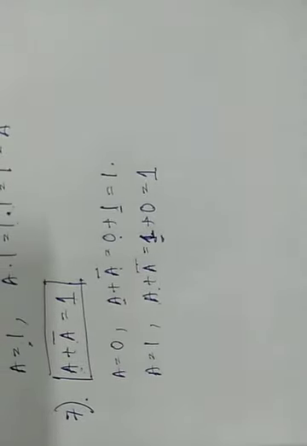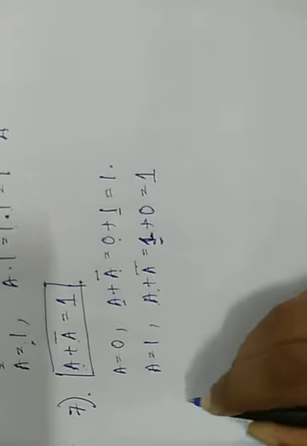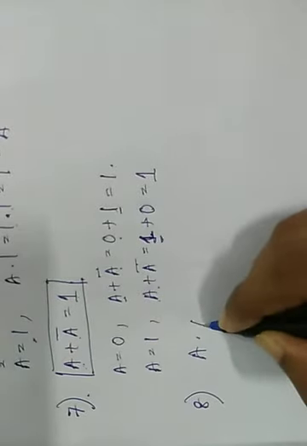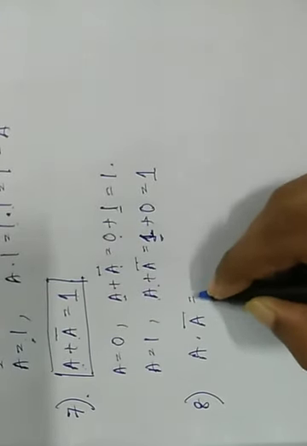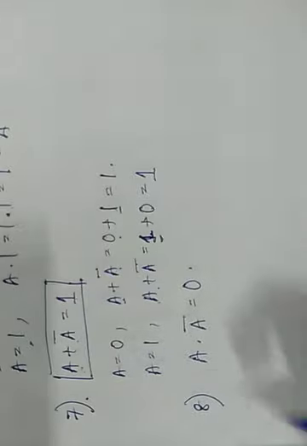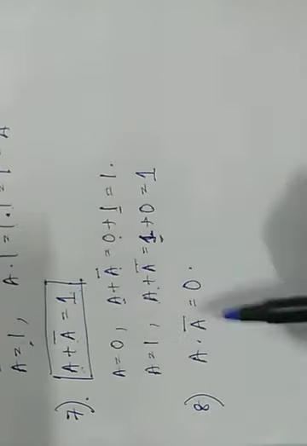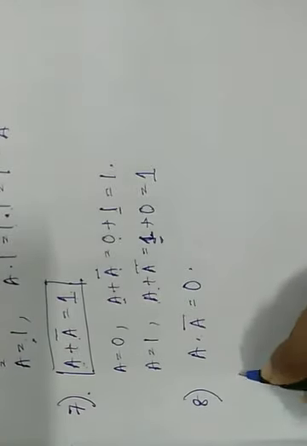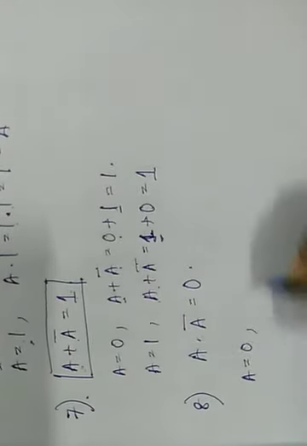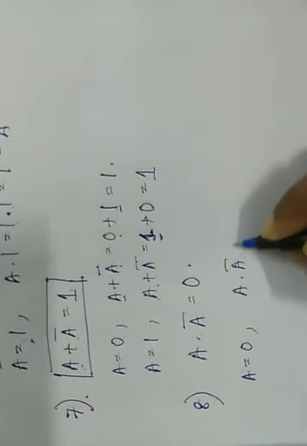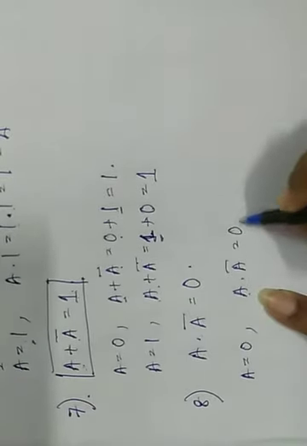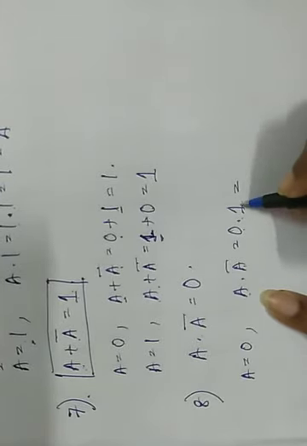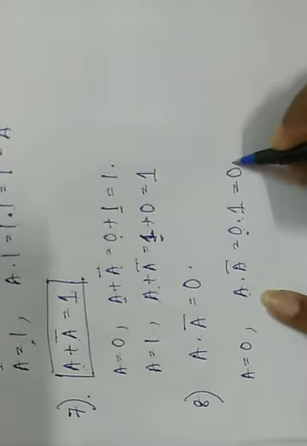And now our last identity is a dot a complement equals 0. As a plus a complement equals 1, a dot a complement equals 0. Let us see, if a equals 0, a dot a complement means 0 dot its complement, which is 1. So 0 and 1 having one single 0, the output is 0.